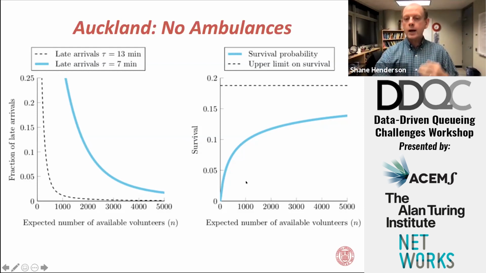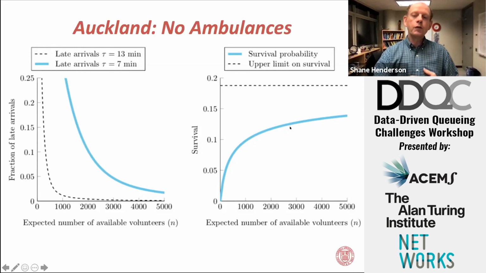And when you look on the right-hand plot, here again, I've got the expected number of available volunteers, and now I'm plotting survival probability. This dashed line is that cap that we can't beat. What you see is this thing growing, but it's growing incredibly slowly. You know, even for 5,000 available volunteers, we're only getting to a survival probability of about 13%.